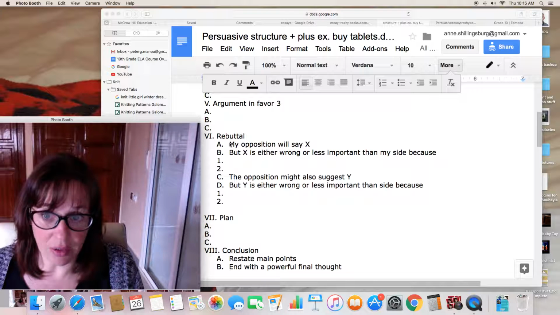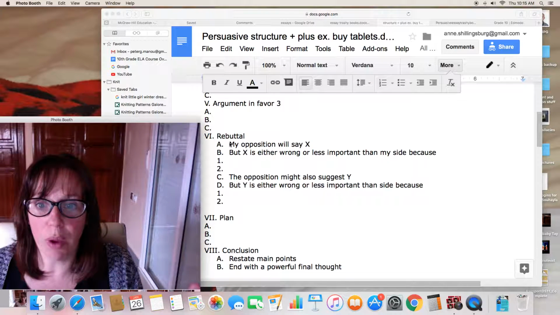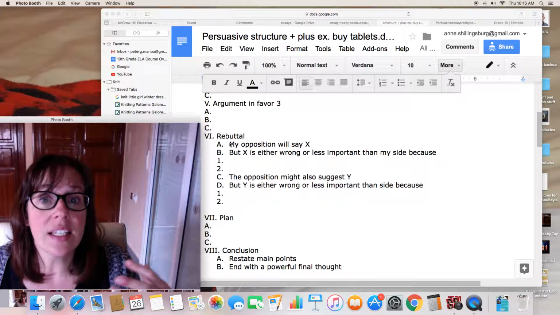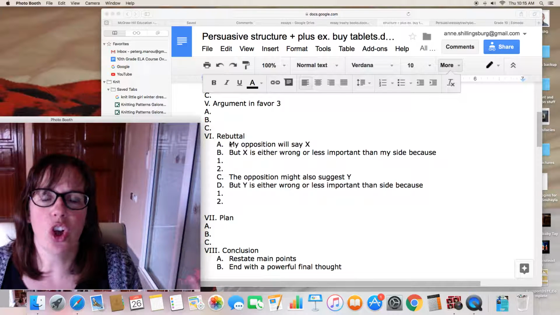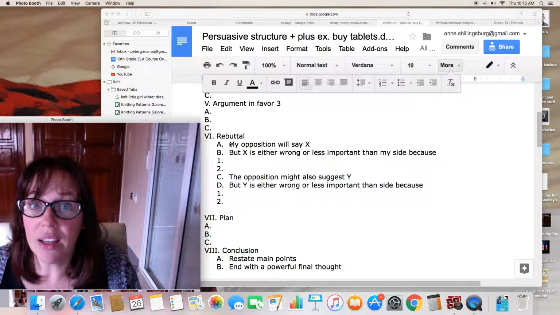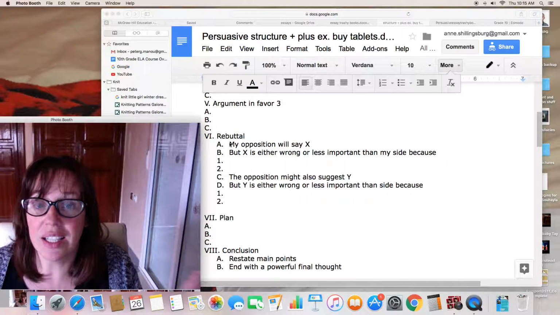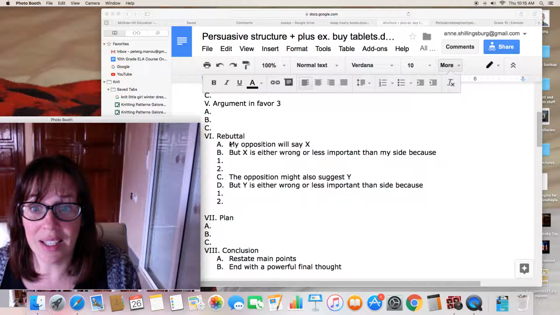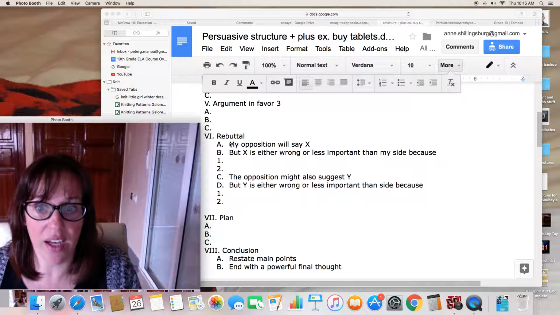For example, in the child marriage one, the rebuttal paragraph is going to acknowledge that for some people, child marriage is a cultural tradition that's important to them. So you're not pretending that that side of the story doesn't exist. And this is the difference between academic argument and propaganda. You acknowledge the other side.